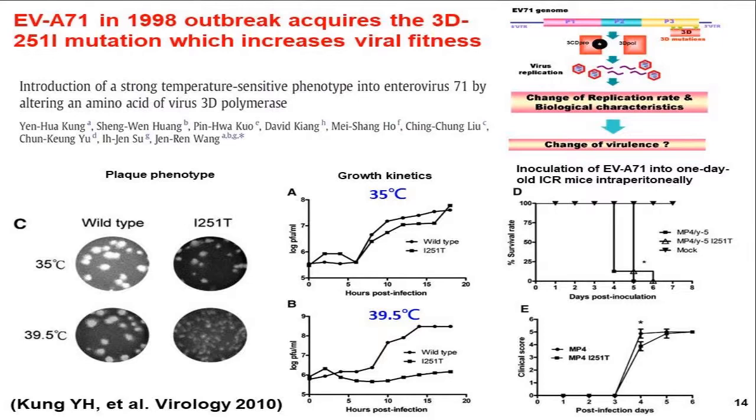And in vivo, in the ICR mouse model, you can see that the 1986 substitution shows prolonged survival and lower clinical score. So this indicates that the recombination of EV-A71 and Coxsackie A8, this recombinant strain, caused the large outbreak of 1998 in Taiwan, and the possible hypothesis is that the temperature sensitivity was different.